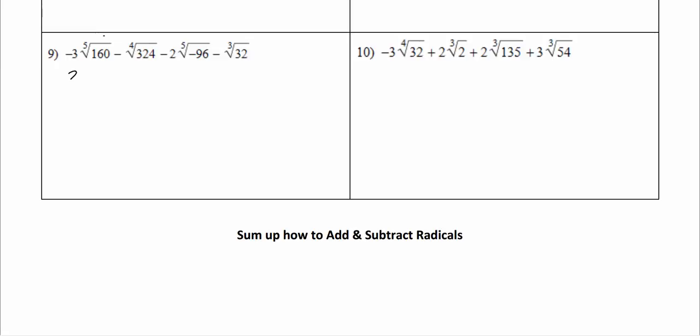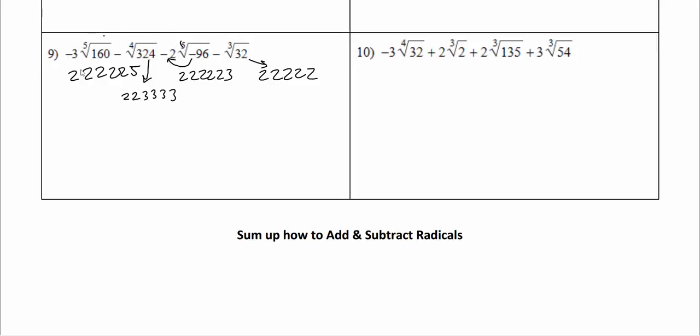160, what is 160? That's a 2, a 2, a 2, 2, 2, and a 5. So there's 5 2s times a 5 in there. What is 324? That is a 2, a 2, a 3, a 3, a 3, and a 3. I believe that works out. This one here is a 5. Remember, the negative pops out because it's an odd root. So 96 is a 2, 2, 2, 2, 2, 3. And then this 32 over here is 2, 2, 2, 2, 2. That's a lot of 2s and 3s.